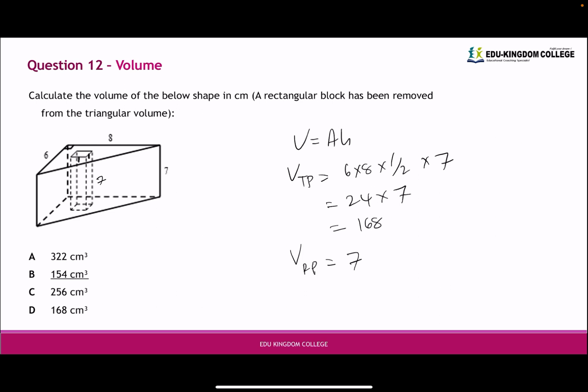1 times 1 times 7. Oh, sorry, that says 1 times 2. 1 times 2 times 7. So that should be 14. So 168 minus 14 equals 154. Sorry guys, it's been a bit of a confusing ride, but thanks for carrying through with me. So that is the solution to the last question.